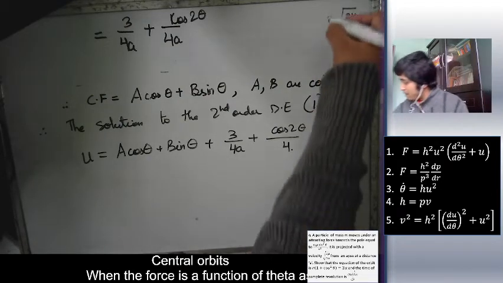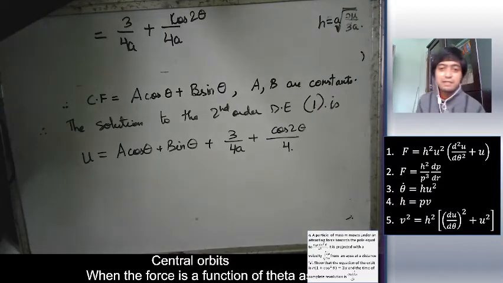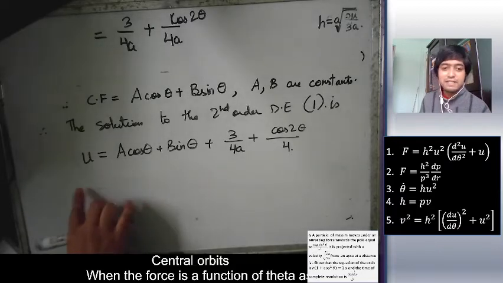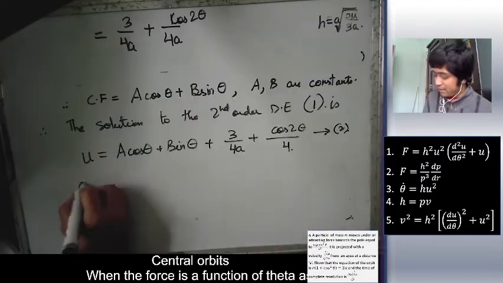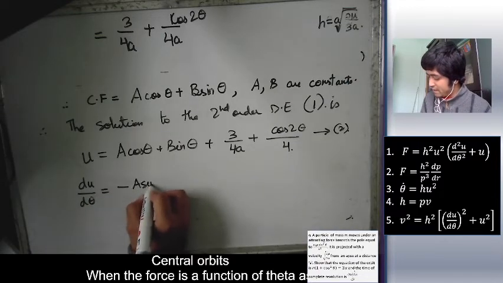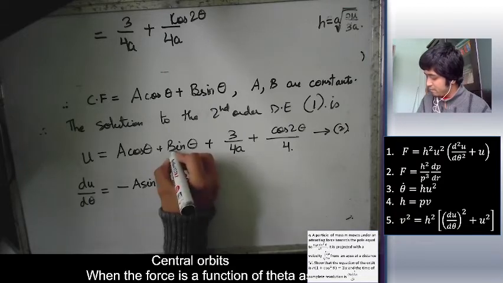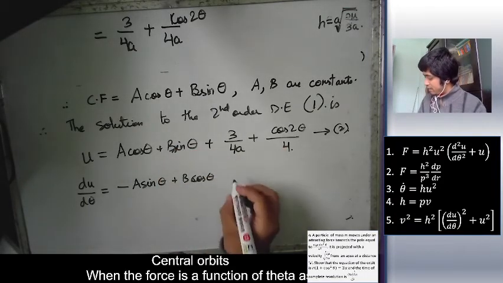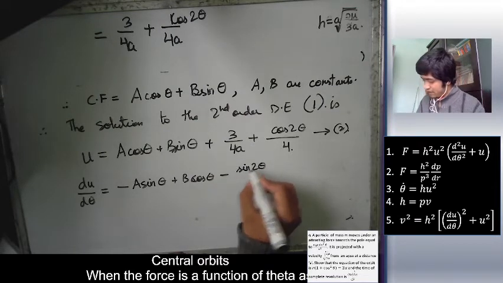If you remember, at an apse, du/d theta equals 0. So first we will need to differentiate it with respect to theta. So you will be having minus A sine theta plus B cos theta, and over here we'll be having minus sine 2 theta upon 8.